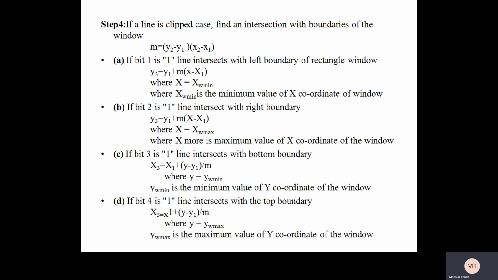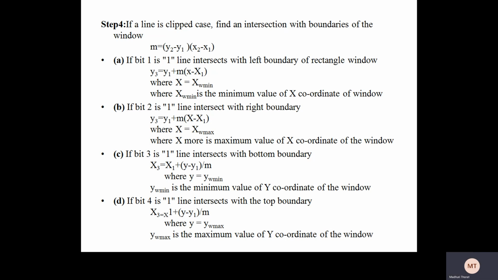If a line is in the clipping case, then find the intersection with the boundaries of the window. So we get the 4 bits. If the first bit is 1, the line intersects with the left boundary of the rectangular window, then we have to calculate y = y1 + m(x - x1), where x min is the minimum value of the x coordinate of the window. Suppose bit 2 is 1, then we are calculating with the x max value.